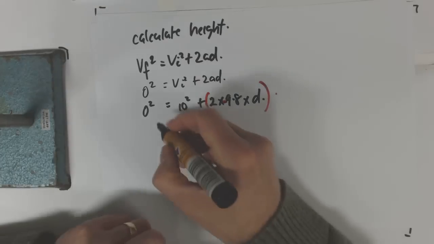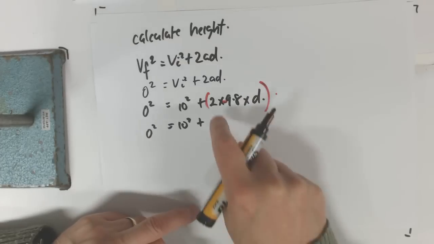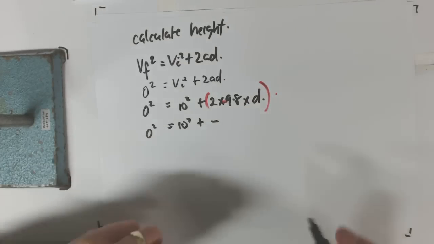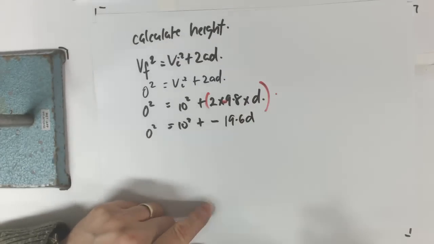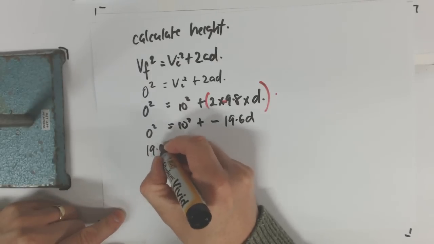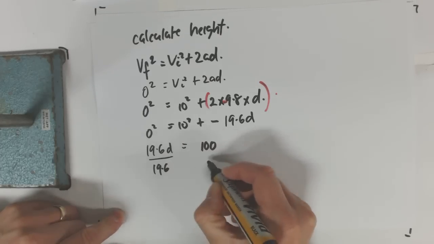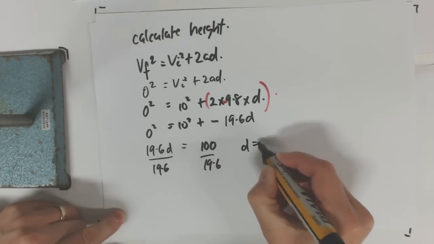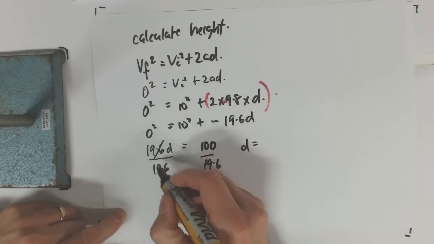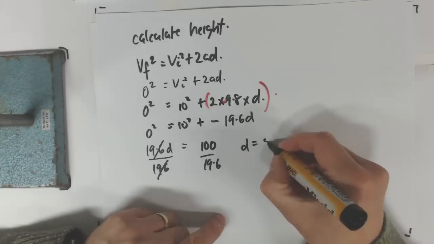So we can say that 0 squared equals 10 squared plus minus 2 times 9.8, which is 19.6 d. Right? Now if we add 19.6 d to both sides, we would get 19.6 d equals 10 squared, which is equal to 100. We divide both sides by 19.6. Then d is equal to 100 divided by 19.6, and we get 5.1.